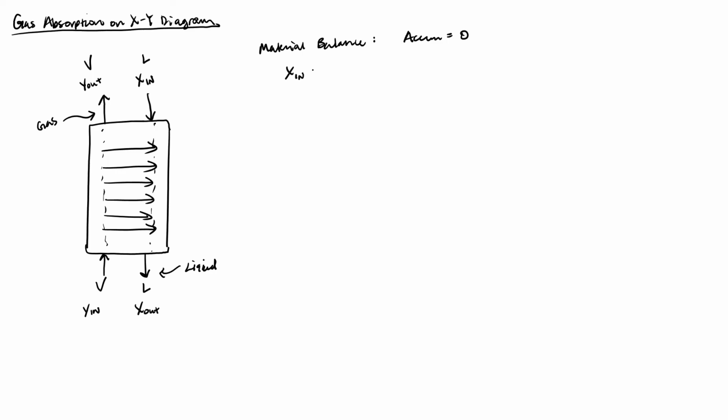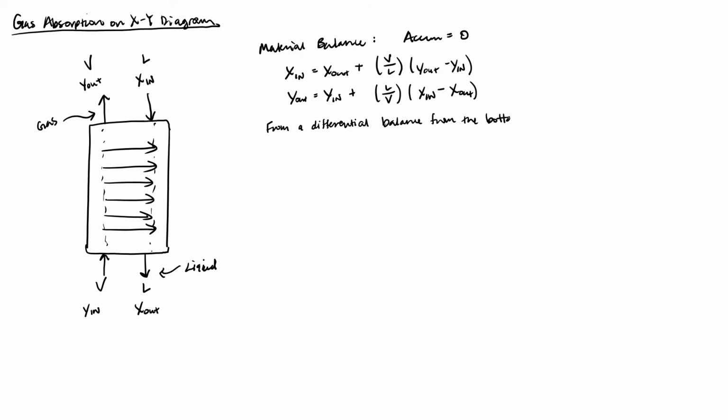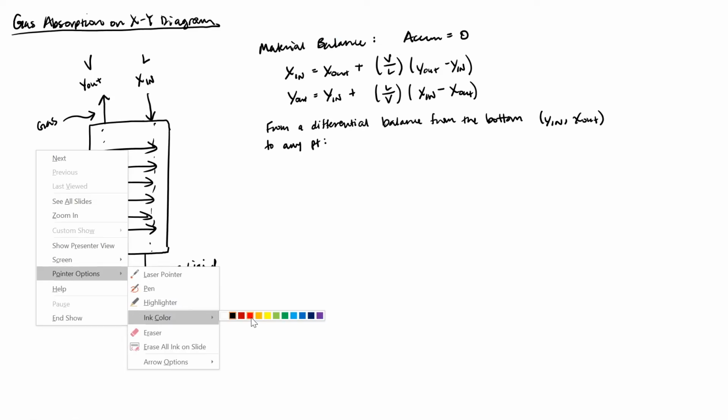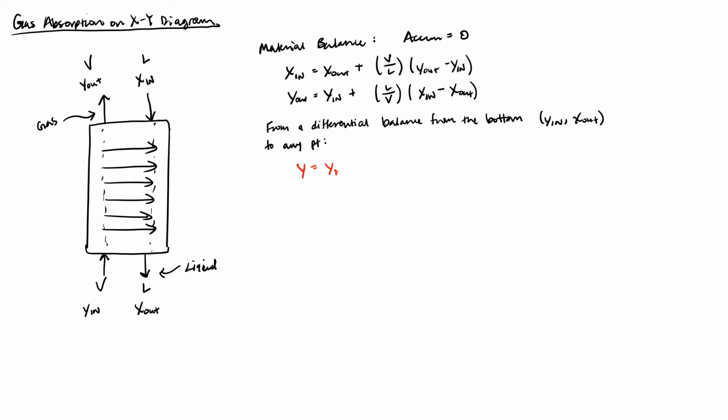Here, we have material balances for the vapor and liquid mole fraction. By performing a differential balance from the bottom of the column at y in and x out to any other point on the column, x and y, we can obtain the equation in red. This is also known as the operating line.